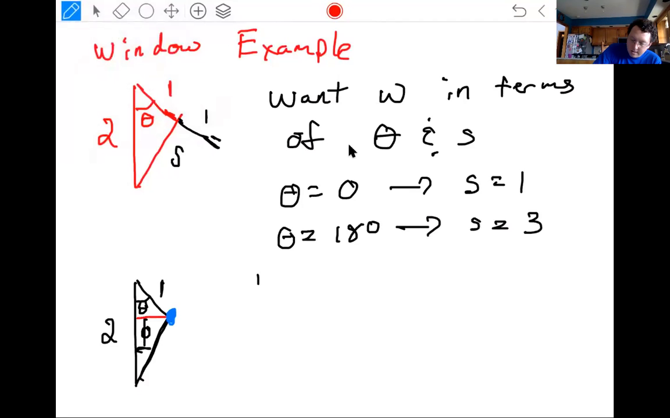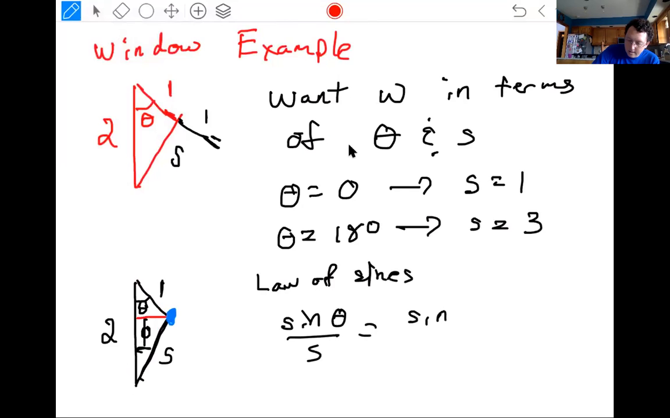So the law of sines on this larger triangle states that, and I have distance s there, sine of theta over s must equal sine of phi over 1. Okay? That's kind of a useful formula.